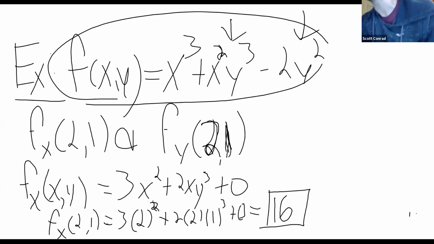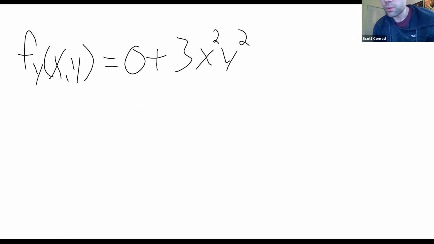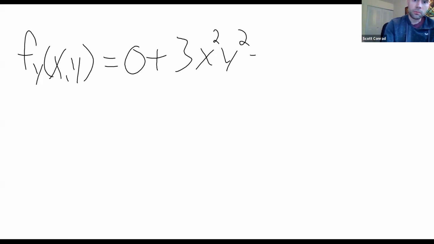Careful. Well, close, yes. So the x squared is just a constant, so that hangs around. The y cubed becomes 3y squared, so we get 3x squared y squared, or if you like, just x squared times 3y squared works also. And then what happens to the minus 2y squared? That becomes minus 4y, correct. So minus 4y.